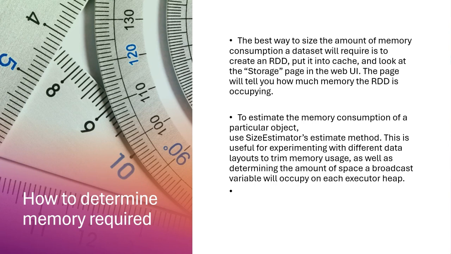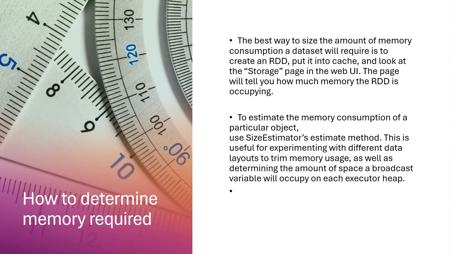Or not even create the RDD. Look at it this way: how much memory would I need for the kind of data set that I'm operating on? So the best way to do it is create an RDD, put it into the cache, right? And then look at the storage page.